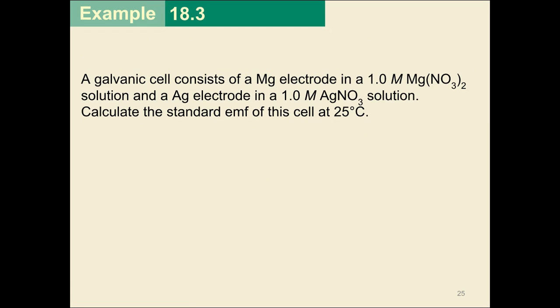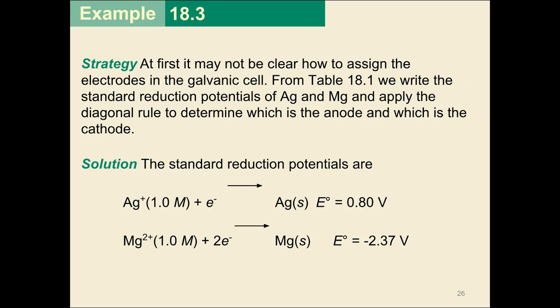Let's work with another example. A galvanic cell consists of a magnesium electrode in a 1 molar magnesium nitrate solution and a silver electrode in a 1 molar silver nitrate solution. Let's calculate the standard electromotive force, or voltage, of the cell at 25 degrees. We look at both of the half reactions, and we can see that silver is clearly a stronger oxidizing agent. It more likely wants to be reduced than magnesium. So the silver would be the cathode, and I would peg magnesium as being the anode.